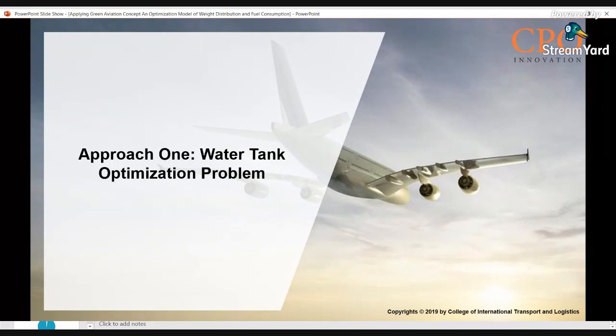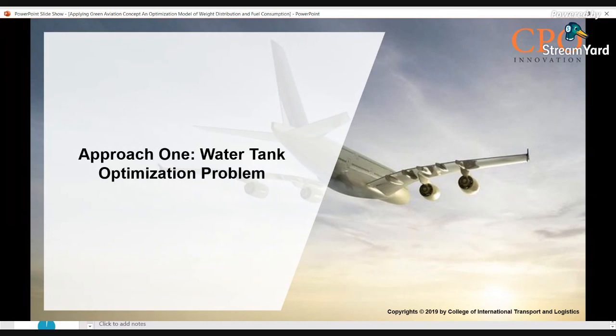Approximately for every 1 ton, 1,000 kilograms, of extra weight for the plane, around 300 liters of fuel are burned each hour. Also, for each ton of fuel burned, around 2.64 tons of CO2 are emitted. So they are related.